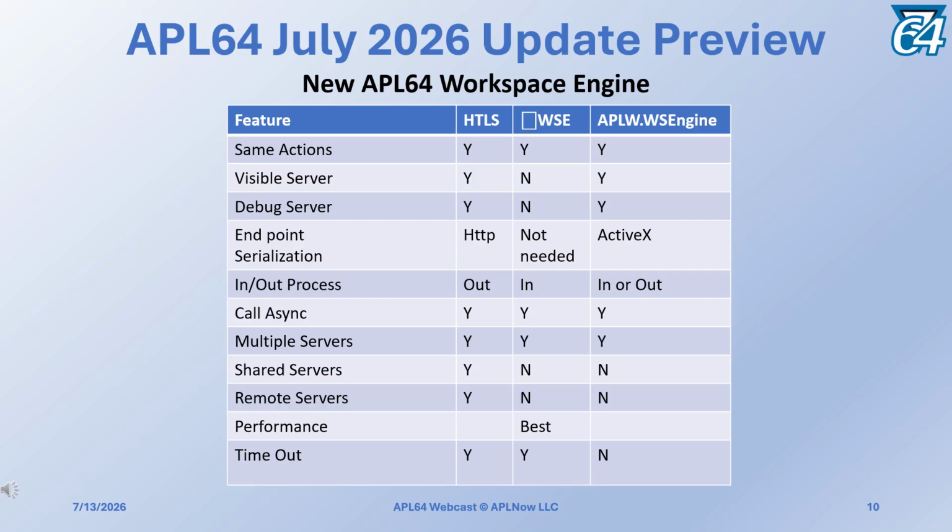The APL64 HTLS workspace engine is a cross-platform, out-of-process server using the HTTP protocol. The APL64 Quad WSE workspace engine is a cross-platform, in-process server which requires no endpoint serialization. The APL plus Win APLWS engine can be created as a Windows-only, out-of-process or in-process server which requires the deprecated ActiveX endpoint serialization. Endpoint serialization reduces performance of a workspace engine.